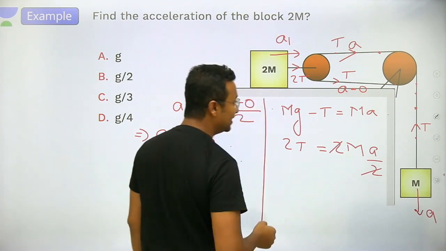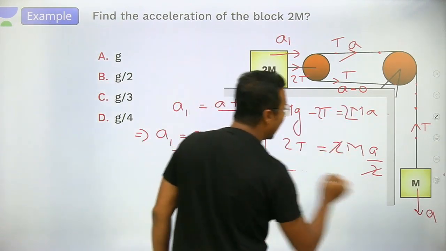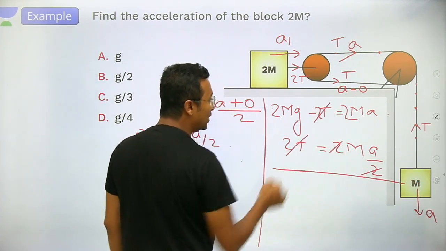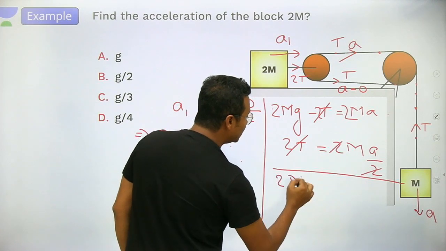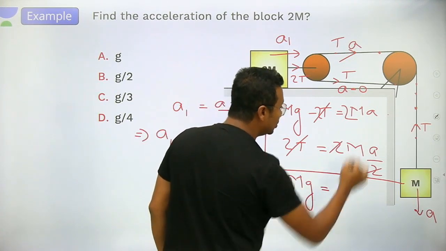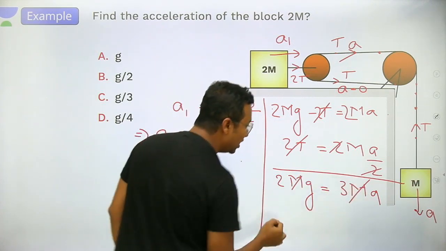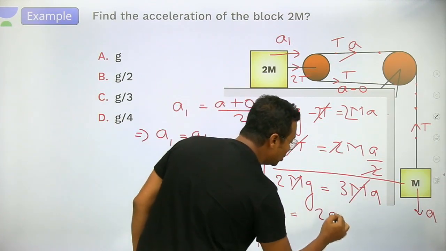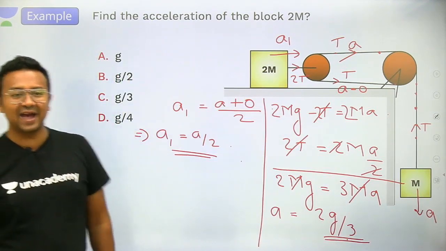2 and 2 cancel. Multiply this by 2 throughout and add it up. 2T will get cancelled. What are you going to get? 2mg is equal to 3ma. m and m cancel. You will get acceleration as equal to 2g divided by 3. So this will be the value of your acceleration.